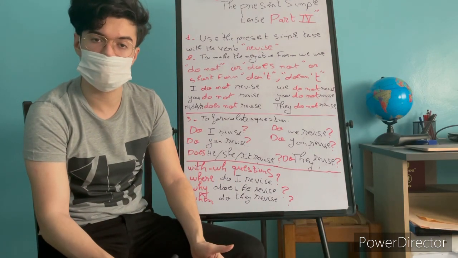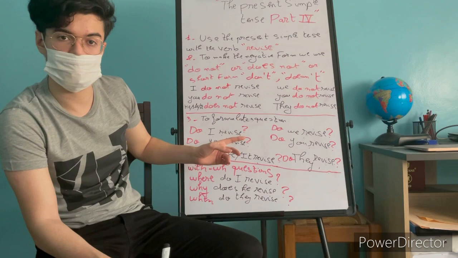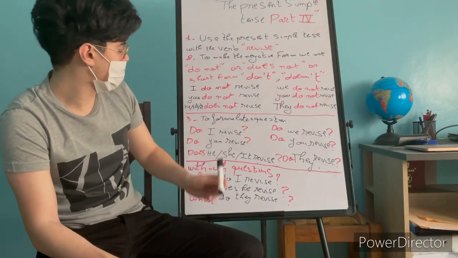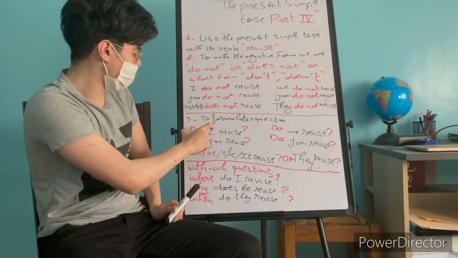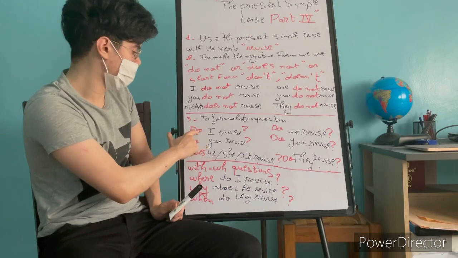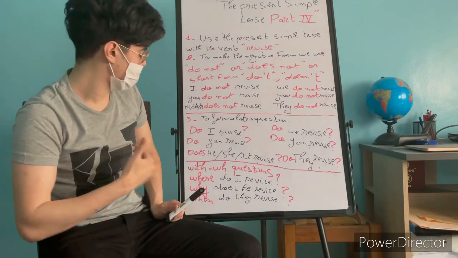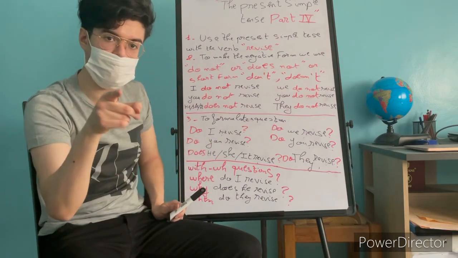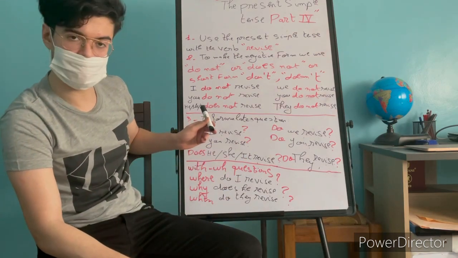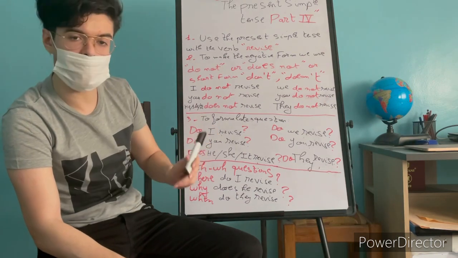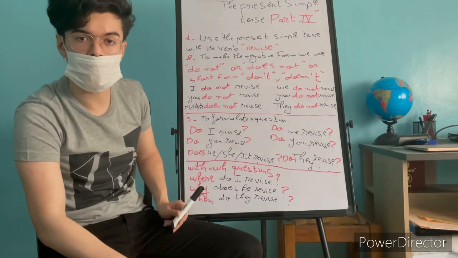Let's move on to the questions now. How to formulate a question with the verb revise. We have do I revise? Inversion of do and the subject. Do comes first, then the subject, then the verb. Do I revise? Do you revise? Does he, she, it revise? Here, just like in the negative form, do changes into does.